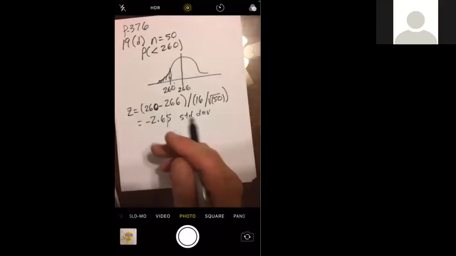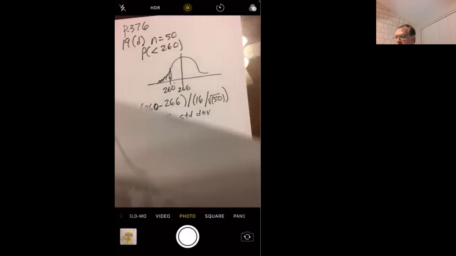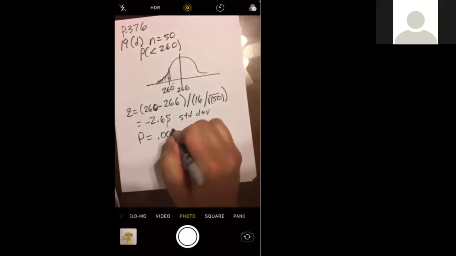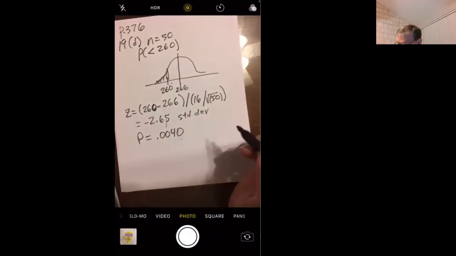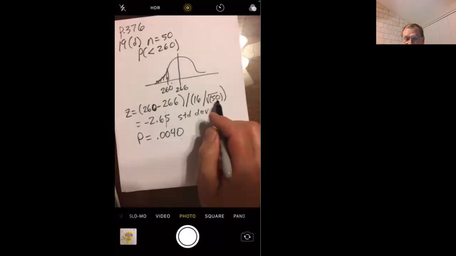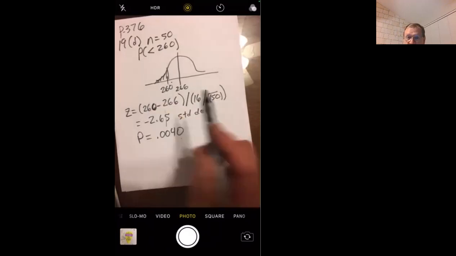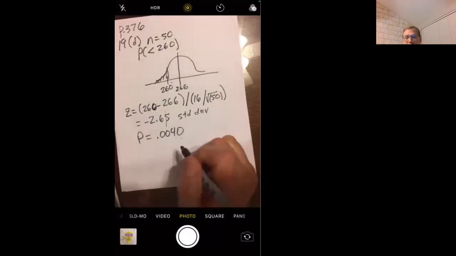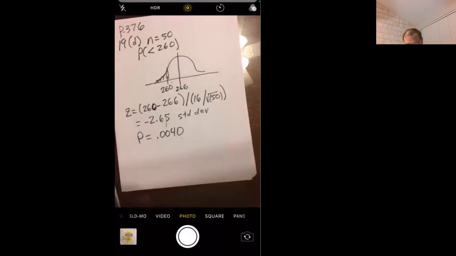0.0040. Negative 2.65, negative 0.0040. That's 0.4%. That's really small that a mean of a sample of 50 would come out 260 or less. Well, the chance is starting to get really, really small.